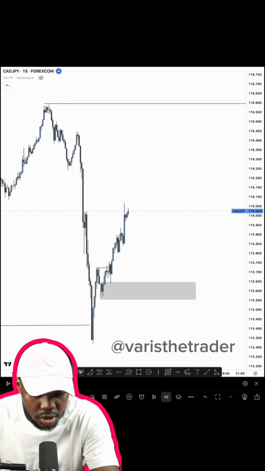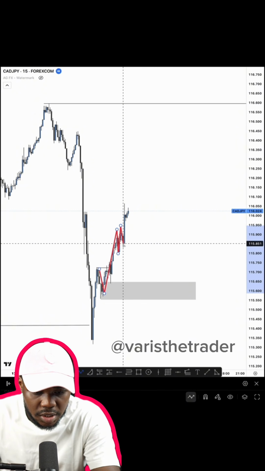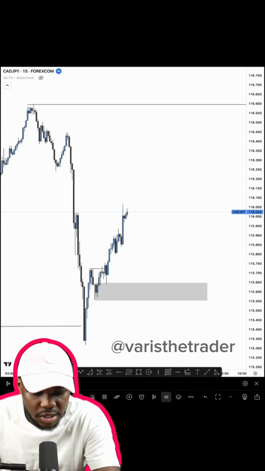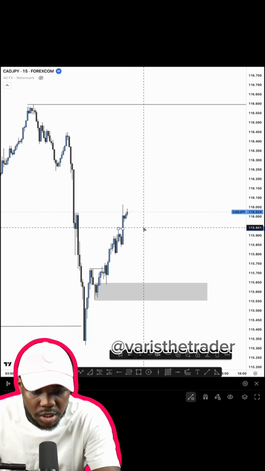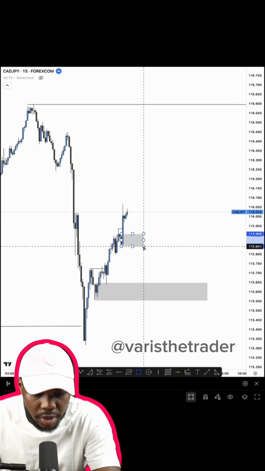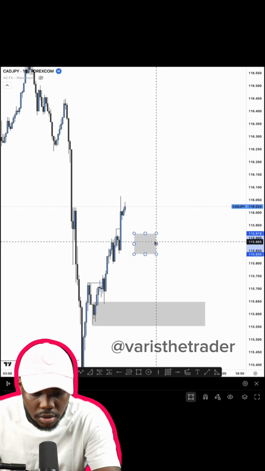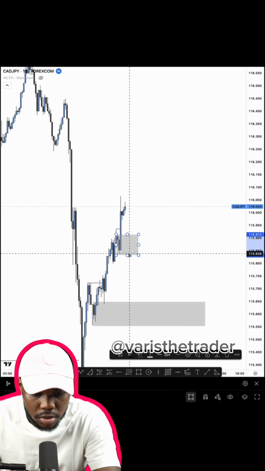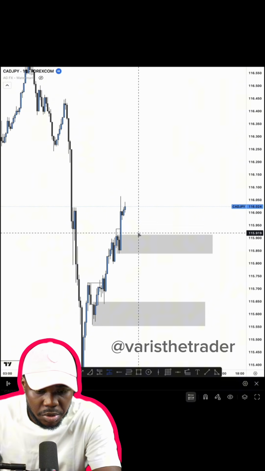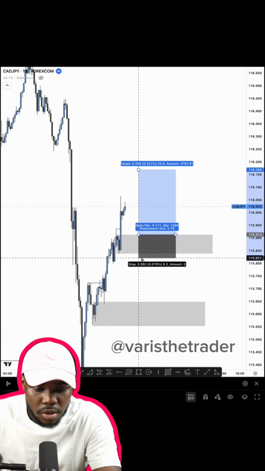So let's mark out the structure. You can see from here, we have this push up, we have this, and we have this, meaning that the last internal break of structure happened right around here. And what is the POI that caused that? This particular POI here. So we can now decide to take our entry off this new POI that we've marked out. Right, so we can now put our limit order here and expect price to give us entry, so we don't miss out on this trade.